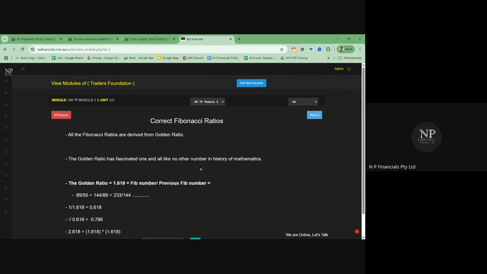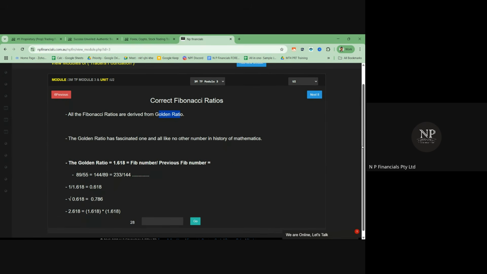Now, after knowing the numbers, we'll come to the Fibonacci ratios. All the Fibonacci ratios are derived from the golden ratio. If someone comes tomorrow and tells you that they have got a new Fibonacci number, don't take it. Ask them to derive it from the golden ratio. If they cannot derive it from the golden ratio, then dump the number. The golden ratio has fascinated one and all like no other number in the history of mathematics.